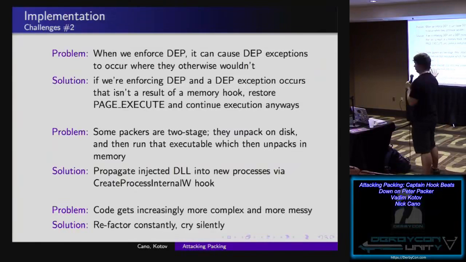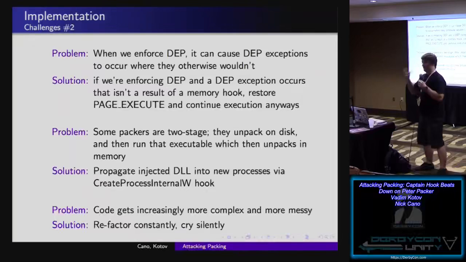And then some packers are two-stage: malware downloads something, drops it to the file system, runs that, and it unpacks. So to detect that, we just hook CreateProcessInternal. We make it create any processes suspended, inject into them, and then unsuspend. This way, we will just keep recursively going into any new processes and dumping from there.